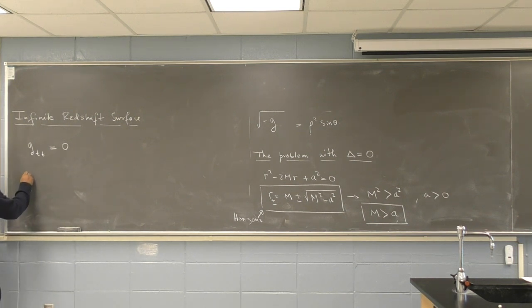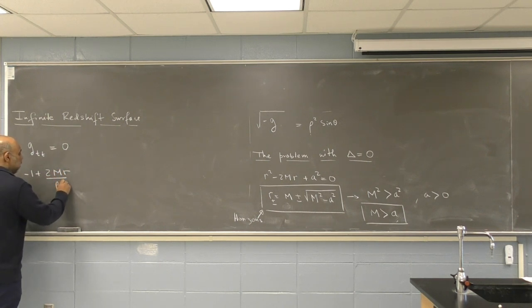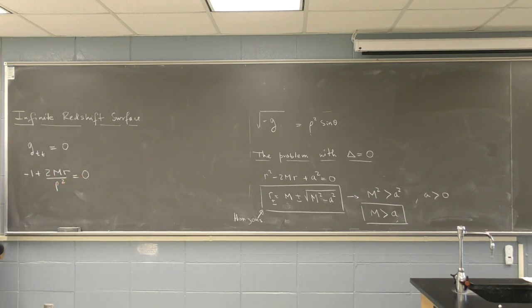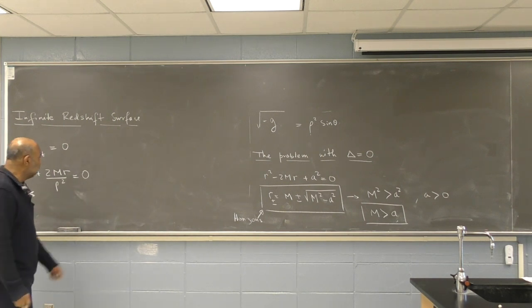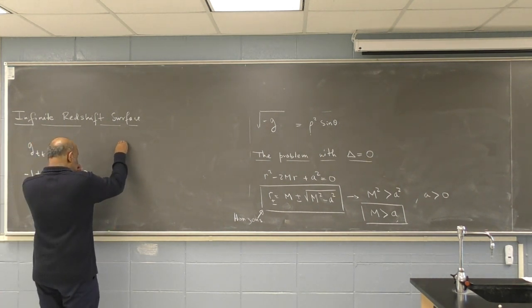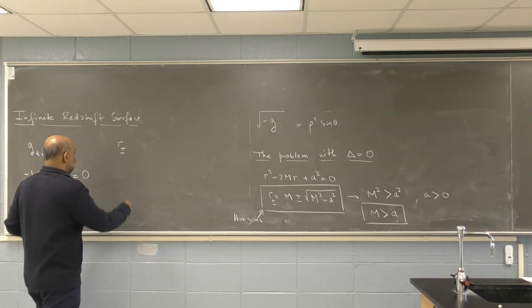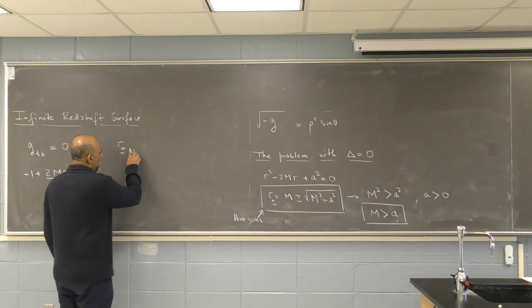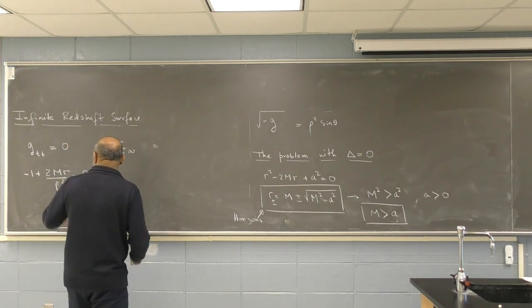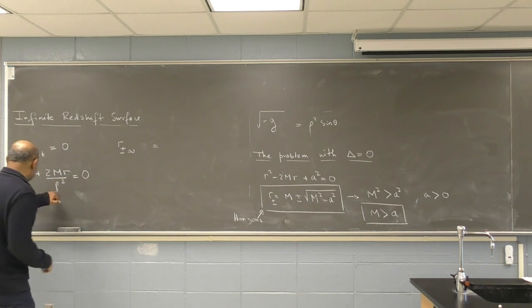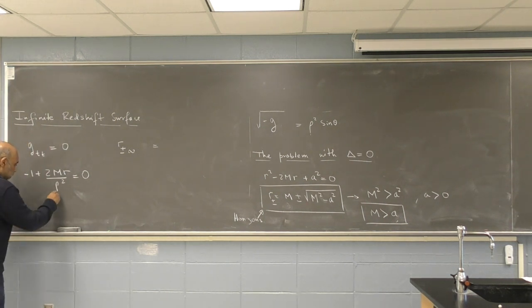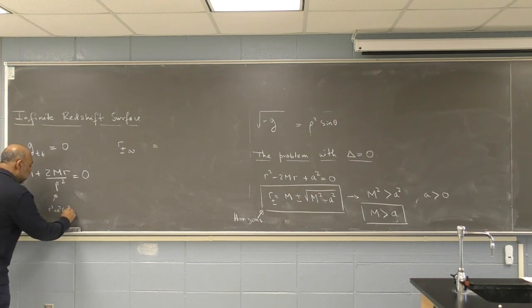So this turns out to be -1 plus 2mr over rho squared equals 0. Rho squared is also r squared plus a squared cosine squared theta. Once again, this too is a quadratic equation, so you would get plus or minus. And I called it infinite, so might as well put infinite. I'm going to leave a little space, and you solve for r. Notice that, or recall rather, this one has r squared plus a squared cosine squared theta.